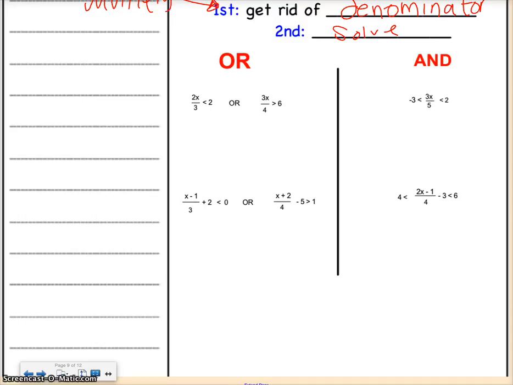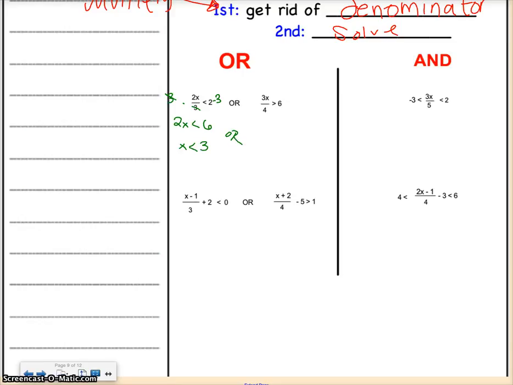Okay, so I have my ORs. Remember, with ORs you have to solve 2 separate statements. So I have 2x over 3 is smaller than 2. The first thing I'm going to do is get rid of that 3, so I'm going to times both sides by 3. That cancels out the denominator, and I have 2x is smaller than 6. And then you divide through by that 2, and you get x is smaller than 3.